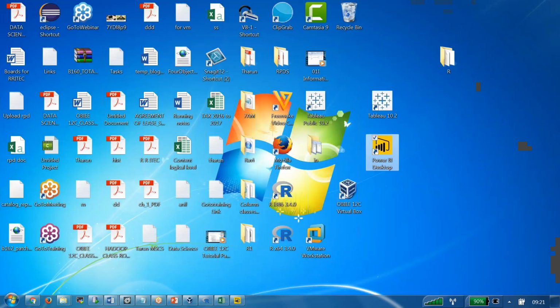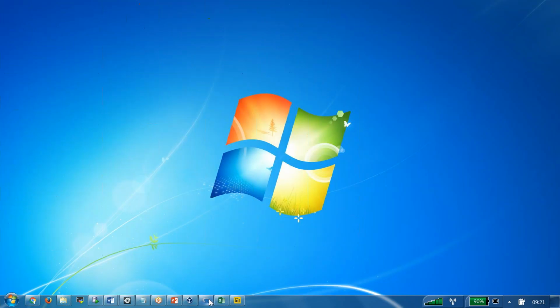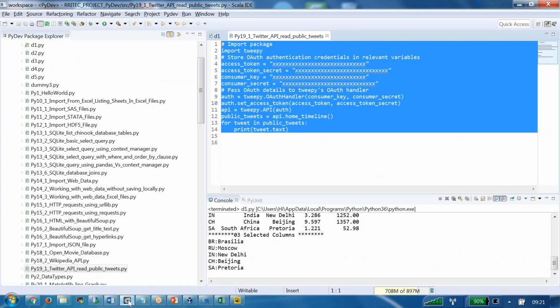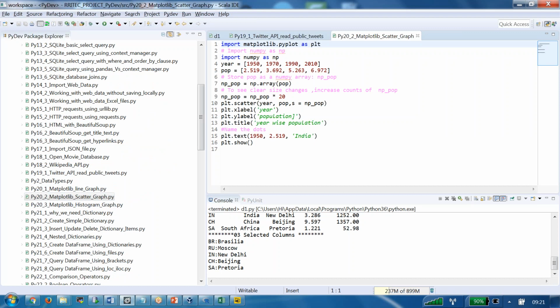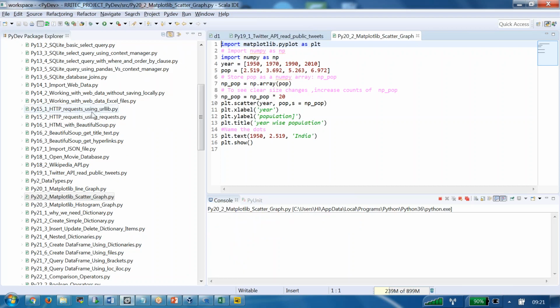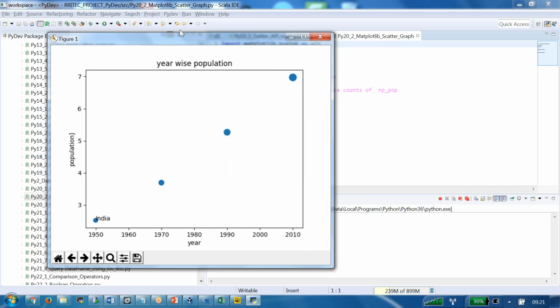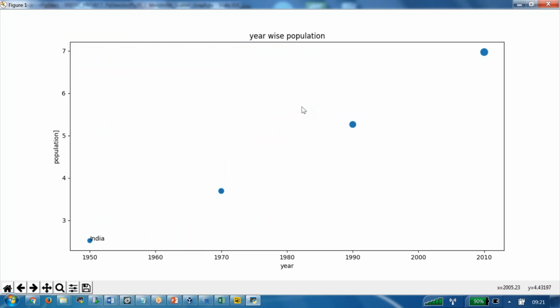That's the reason we are going for open source, or Python. The same visualization I am going to do using Python, using R. For example, if you see here, something like matplotlib scatter graph. What is this? Matplotlib scatter graph. I have written the code, but you need not bother about all that code. I am running it here, Python run, and immediately we got a graph. What is it talking about?